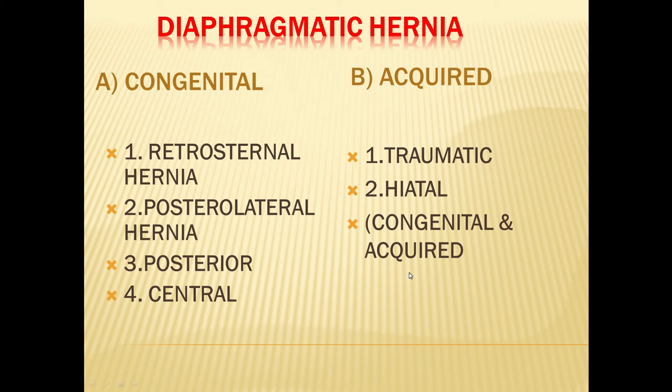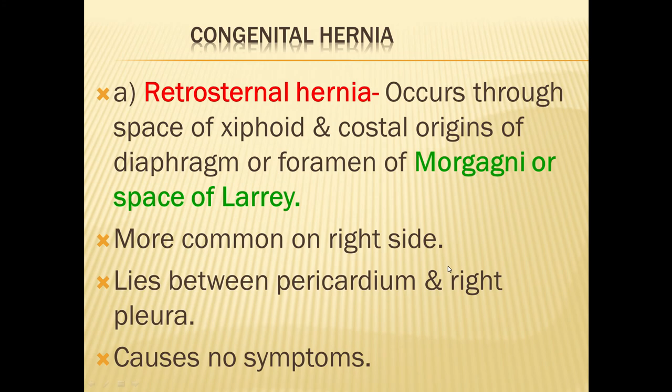Is the classification clear? Diaphragmatic hernia is of two types, congenital and acquired. Congenital is of four types, retrosternal, posterolateral, posterior and central. These two are not important. The first two are important. And acquired ones are traumatic or hiatal, which can again be congenital and acquired. Let's see one by one.